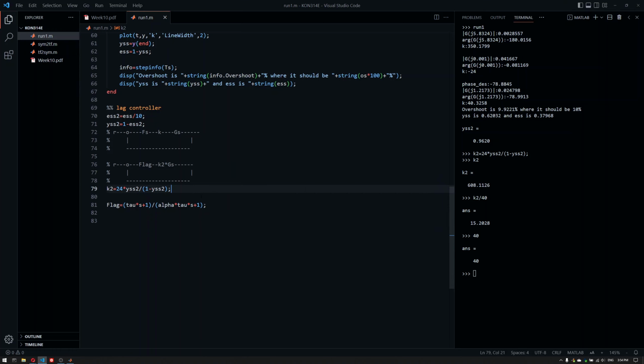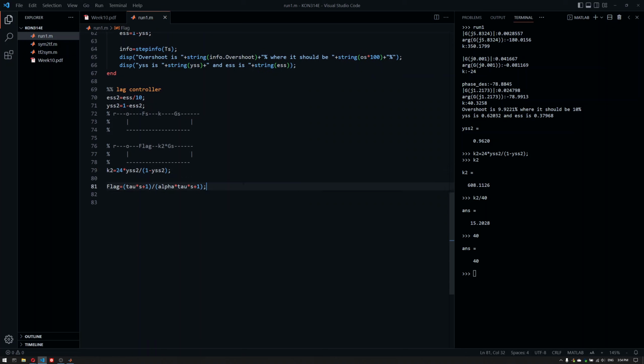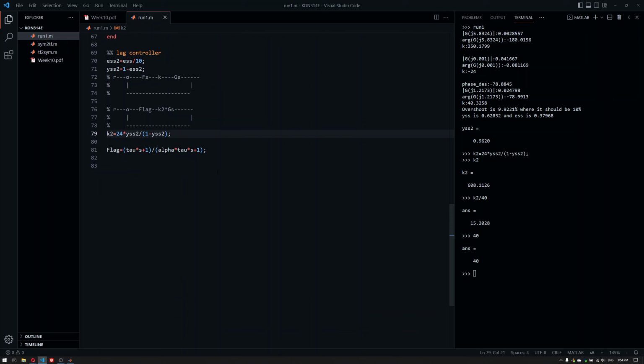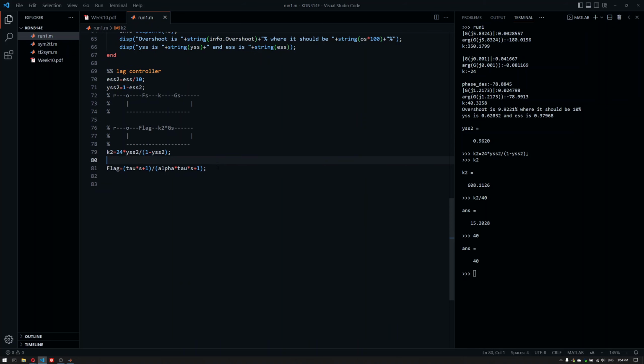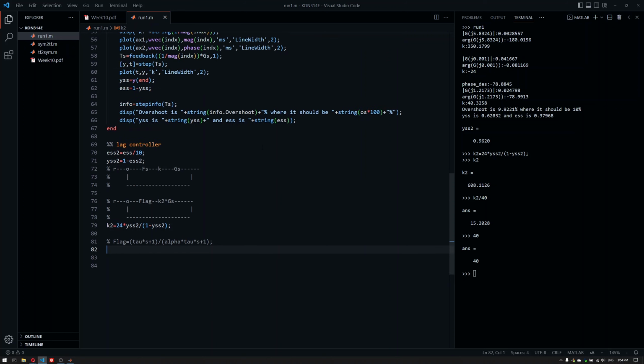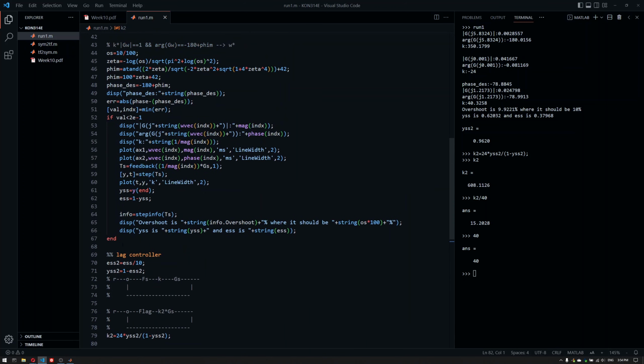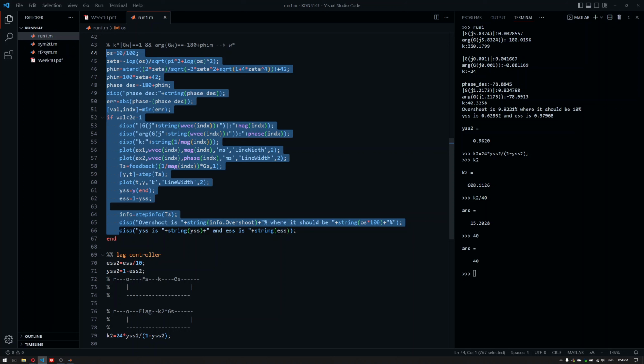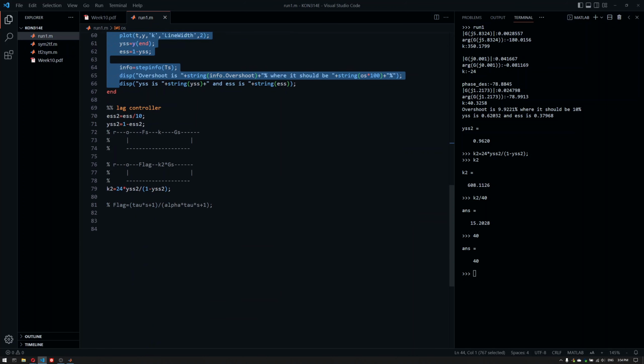So yeah, now we're looking for basically the lag controller. We know that our lag controller has no DC gain, and we will add this DC gain at the end. So this is our lag controller. What are we going to do? Well, our strategy doesn't change that much. We can start with this part here.